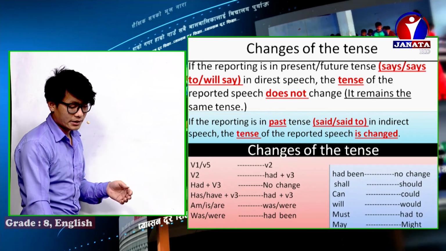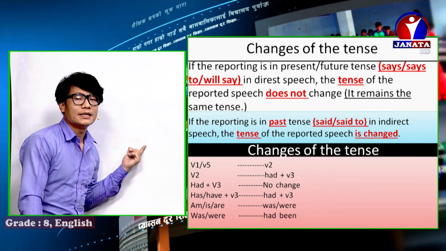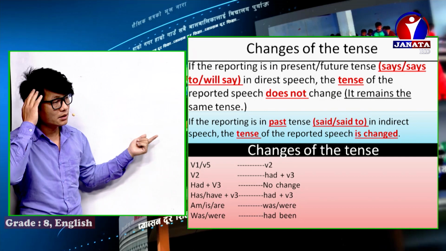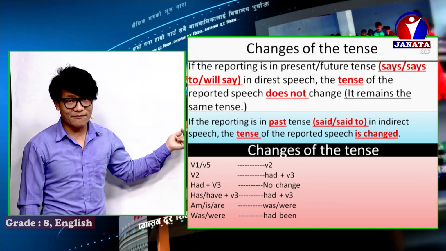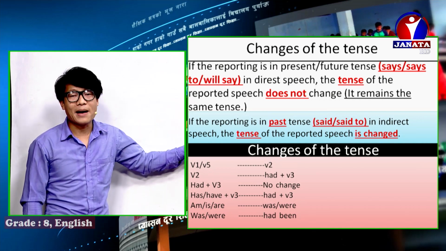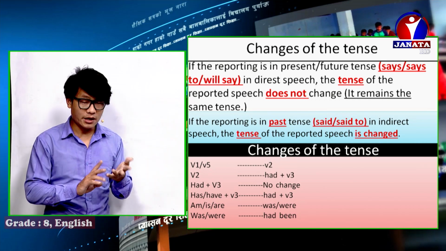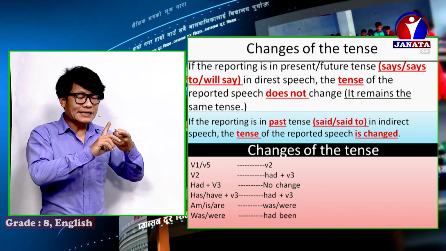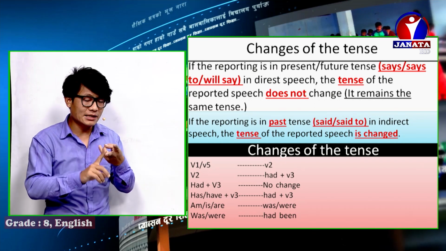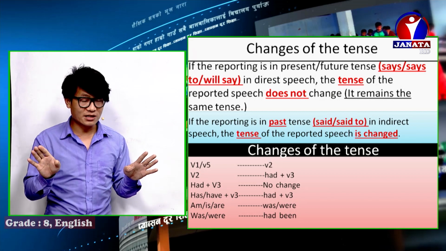Let me show you here. Look at here. Verb 1, that means simple present. Simple present should be changed to simple past. Remember, okay, this is very important. Simple present changes into simple past, and the simple past is changed into past perfect. Remember, and past perfect, no change. Look at the chain, okay? Simple present changes into simple past, simple past changes into past perfect, and past perfect no change.